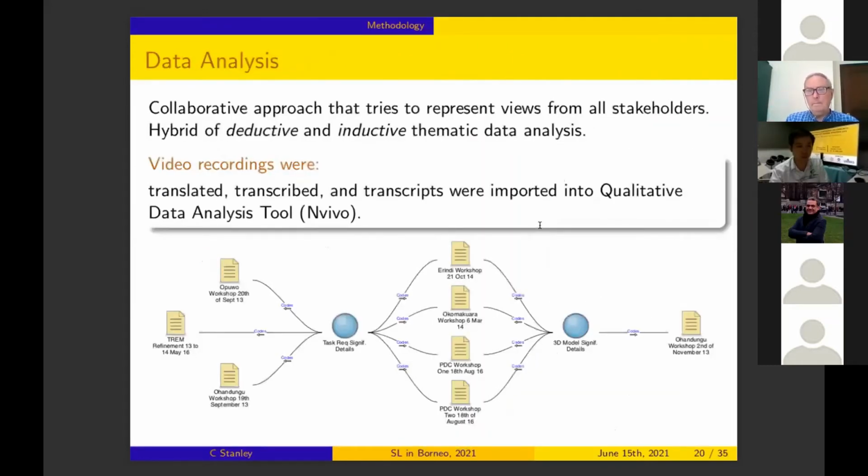And then on our data analysis, we used a collaborative approach that tries to represent views from all stakeholders, as I defined, since we worked with communities. It was also a hybrid, taking from the literature, deductive, and also the field reports to better analyze the data. Using qualitative data analysis, we used NVivo. That diagram is just to visualize the coding of different field reports.